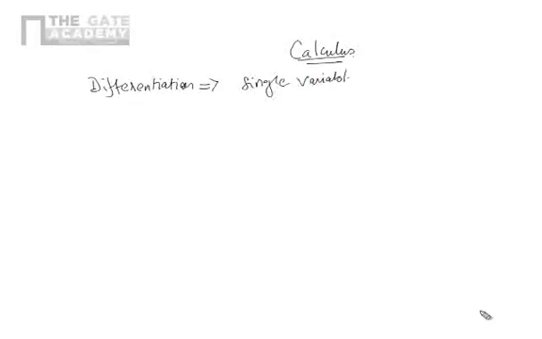We start with calculus. So far we have seen differentiation in detail, correct? We have seen differentiation of single variable functions. That is, we have seen functions of type y is equal to f of x. That is one dependent and one independent variable. We have seen functions of this type.